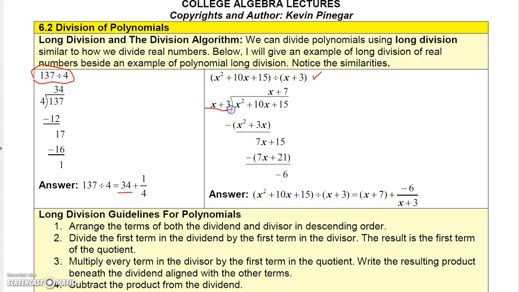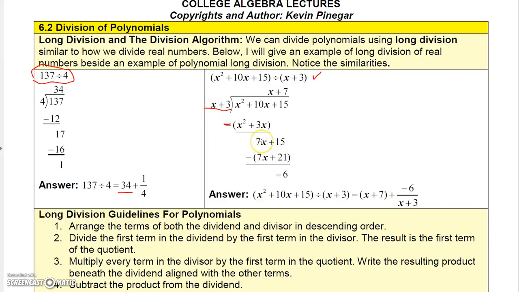See here, I need to figure out what I would multiply x by to get x squared. And you can see I put an x up here because x times x is going to give me x squared. Then you multiply it back, so x times x is x squared, and x times 3 is 3x. And this is where you've got to be careful. Remember, you have to subtract, just like you had to subtract 12 over here. You've got to subtract this expression from the dividend here. So when you subtract x squared from x squared, of course they cancel, but then you have 10x minus 3x, which gives me 7x, and then you have to bring down the next term, and then you do it again.